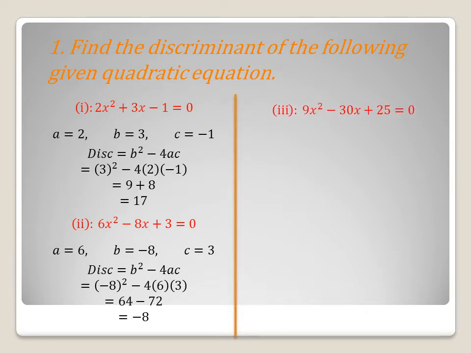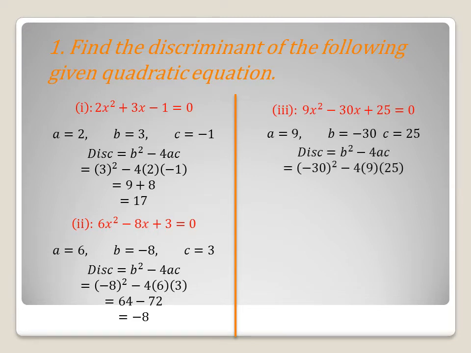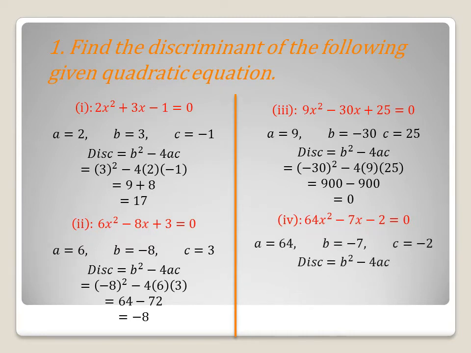Moving to part 3, 9x square minus 30x plus 25 equals 0. Finding the values of a, b and c and applying the discriminant, we will get the answer 0. So here the discriminant is equal to 0. The fourth part is 64x square minus 7x minus 2. Getting the values of a, b and c, 64, minus 7 and minus 2, and applying the discriminant, we will get the answer 81. So 81 is a perfect square, it is the square of 9, and is a positive number.